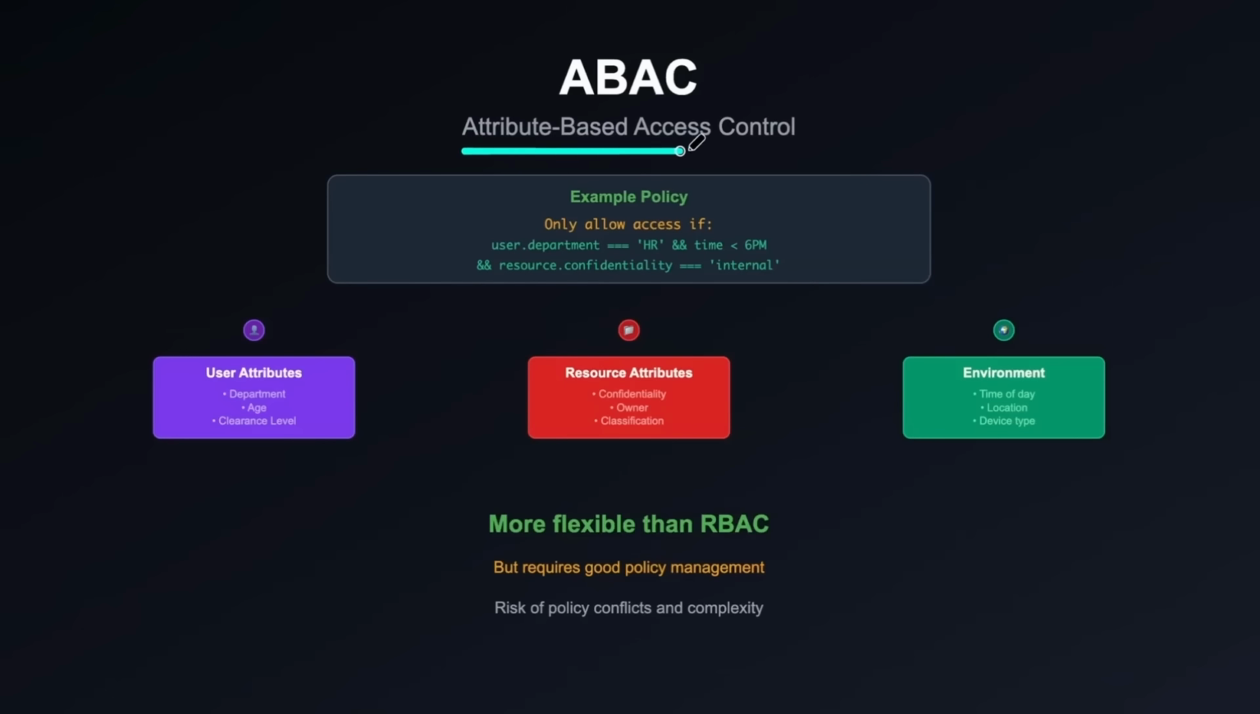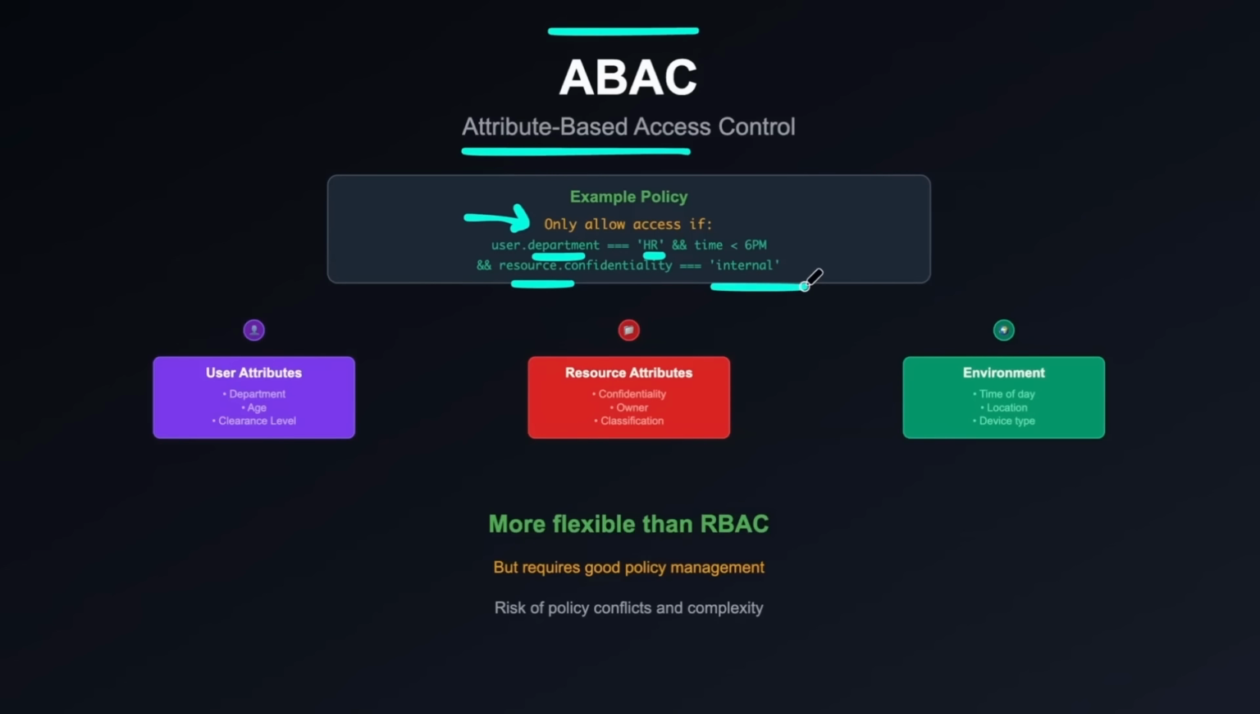The next model is attribute-based access control, or ABAC in short. This access control goes beyond the roles, so it uses the user attributes or resource attributes and environment conditions to define the access. Some example policy you can see here. So let's say you want to only allow access if some conditions are met. In this case, whenever the user department is set to HR, and you can combine this with multiple conditions, like whenever the resource attribute equals internal and so on.